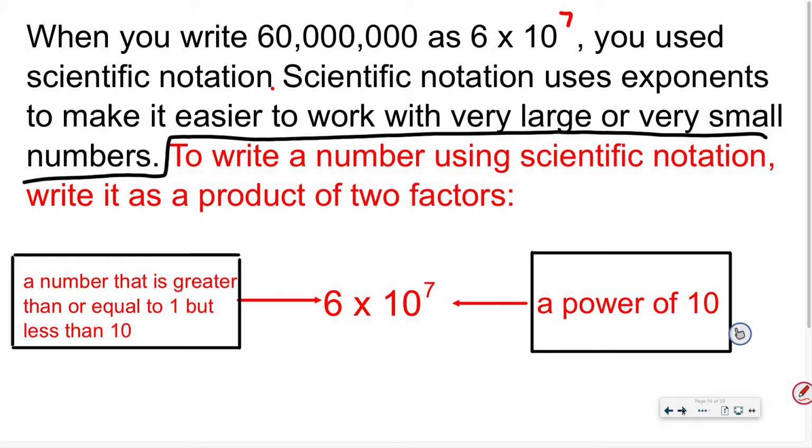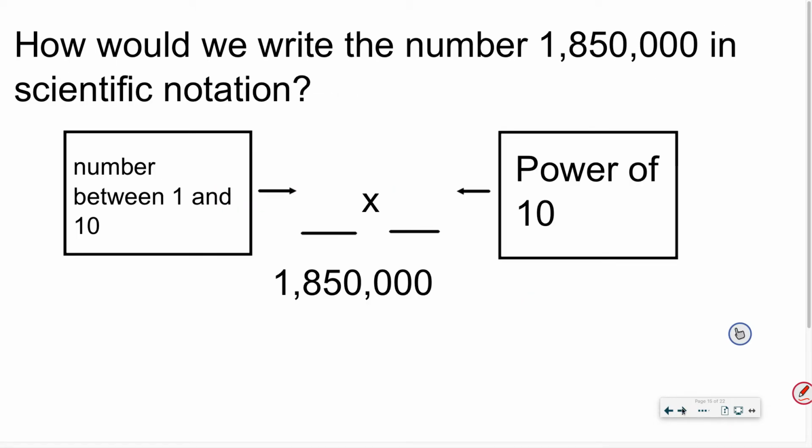Use the same idea for this number here. How would I write the number 1,850,000 in scientific notation? That first factor needs to be a number between 1 and 10. What factor of 1,850,000 is between 1 and 10? Why did Ibrahima say 1.85? He's correct. That does fit our criteria. It's a factor of 1,850,000, and it is between 1 and 10.